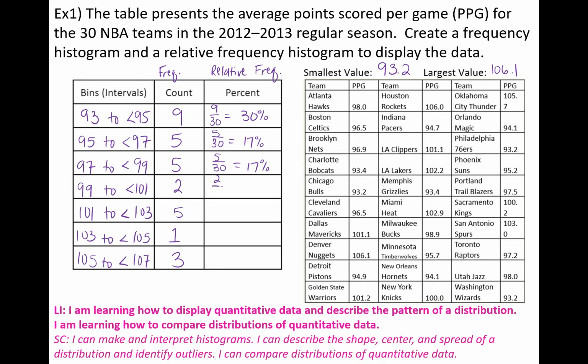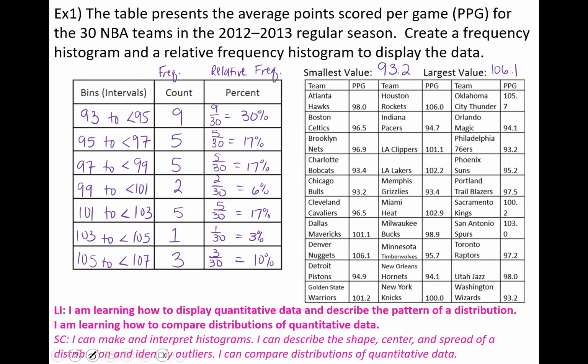2 out of 30, I get 6%. 5 out of 30 again, another 17%. 1 out of 30, that's 3%. And 3 out of 30 is 10%. Now, I should be able to go through and add those all up, and it should equal 100. So now we're going to go ahead and build our histogram.